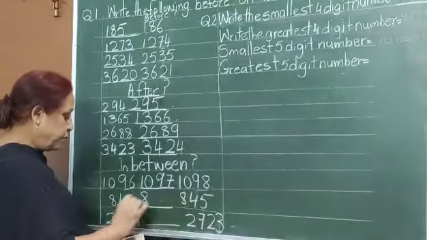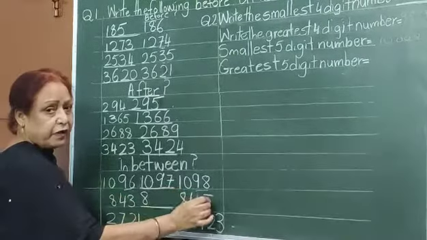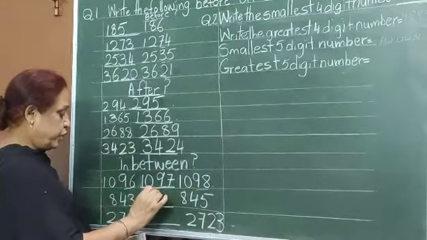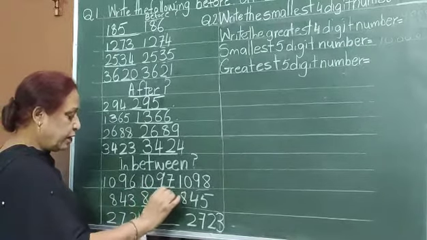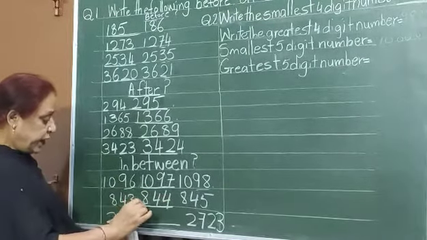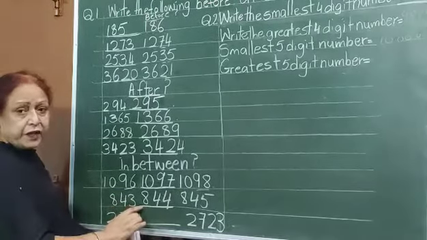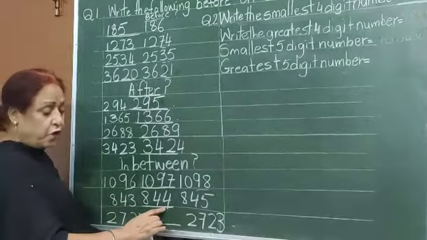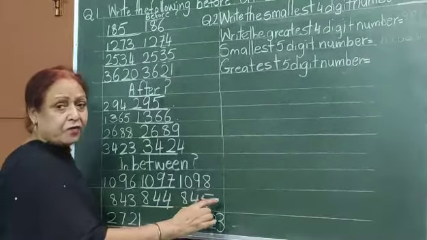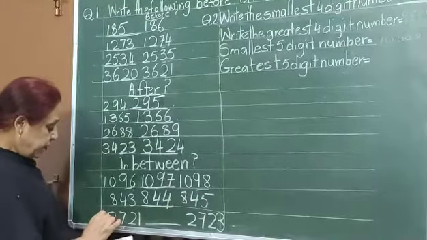Now, 845. What comes between 43 and 45? 44. We'll write here. Now we'll read it: 843, 844, 845. Okay.